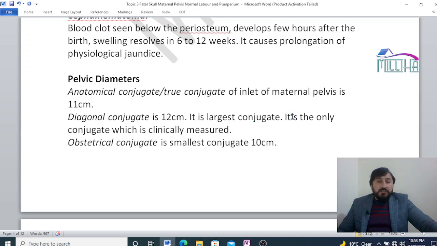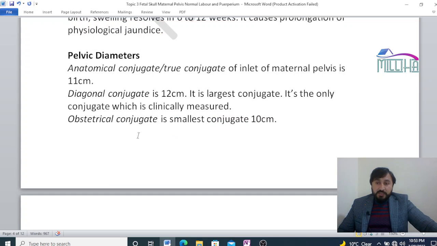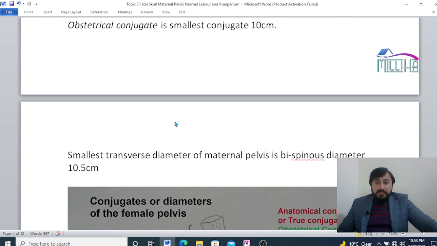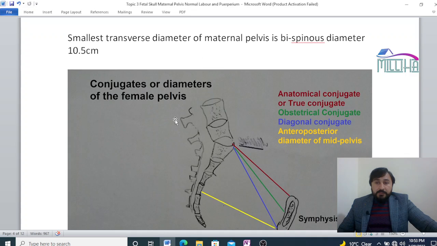It is the largest conjugate. It is the only conjugate which is clinically measured. You can clinically measure this conjugate. Okay, obstetric conjugate is the smallest conjugate, 10 centimeter. Okay, I will show you these conjugates in a picture, in a figure. Okay, smallest transverse diameter of the maternal pelvis, bispinous diameter.